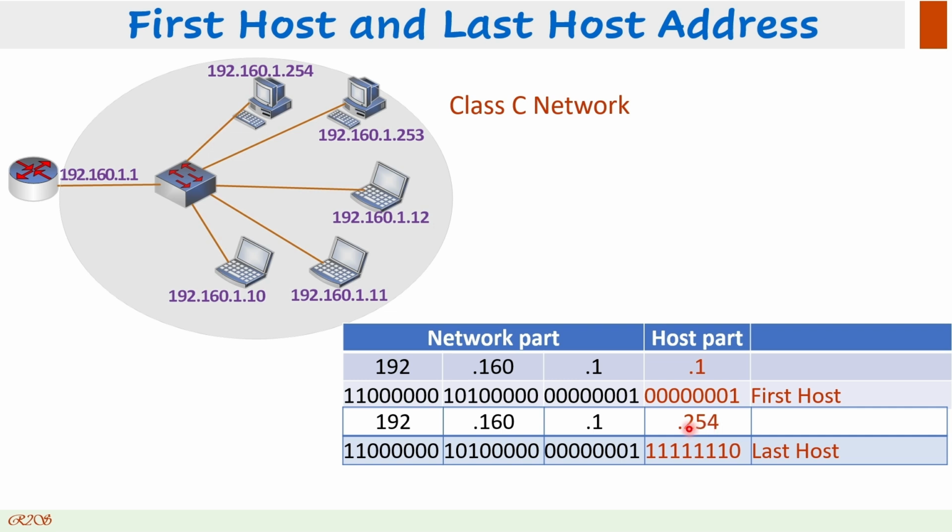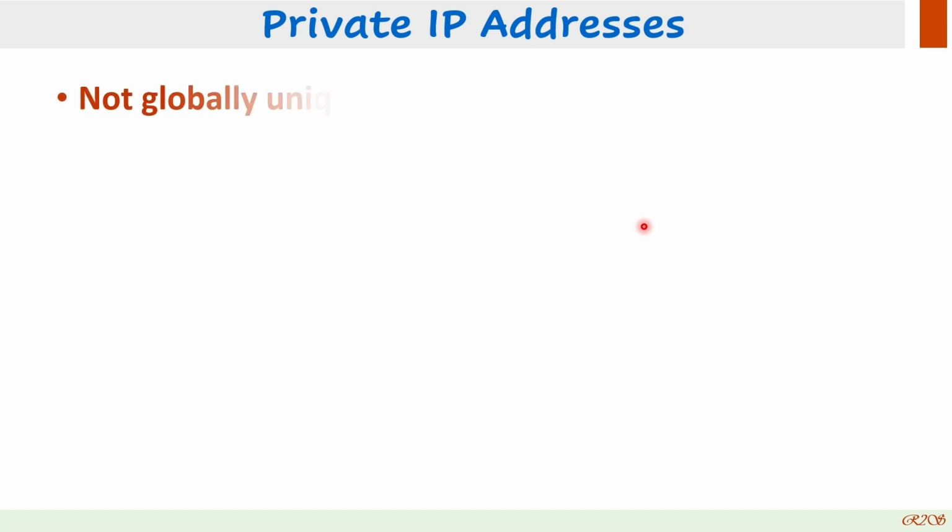The broadcast address was 255. So one less than 255 is 254, which is 11111110. That is the last host. And that means the range of usable IP addresses of this 192.160.1.0 network.